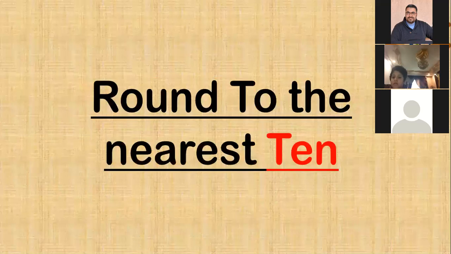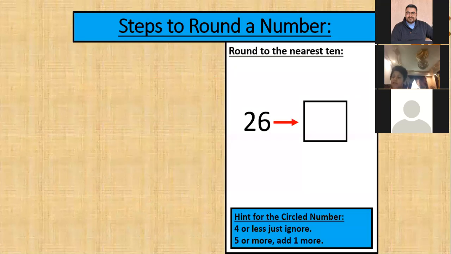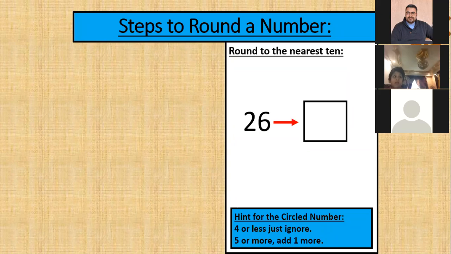In the beginning, we will see round to the nearest 10. How to round the numbers to the nearest 10. We have some steps to round the numbers. We will see these steps and I will give you some examples to solve. Here we have 26. We want to round 26 to the nearest 10. Okay, these will be the steps to solve this kind of example.